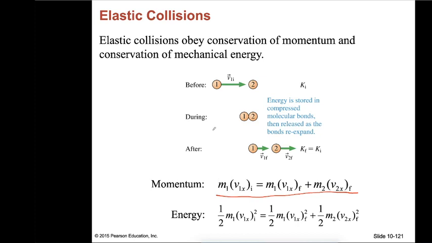Initial momentum is just the momentum of ball 1. Final momentum is the momentum of ball 1 and ball 2. Energy, this is the initial kinetic energy of ball 1, and the final kinetic energy of ball 1 plus ball 2. So if it's an elastic collision, these two terms are conserved. The momentum is conserved and the energy is conserved.